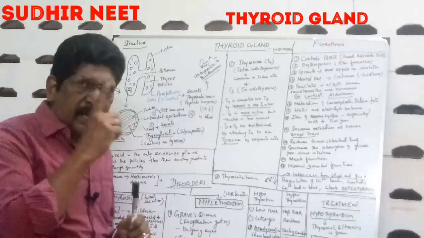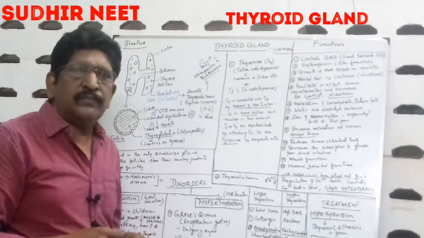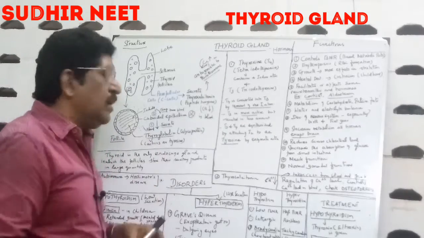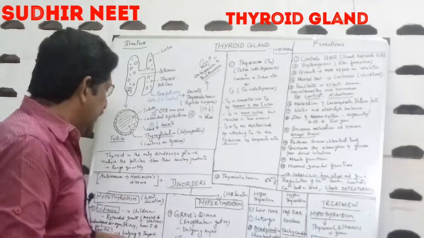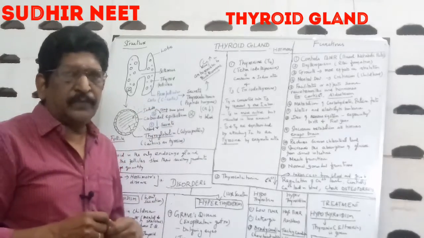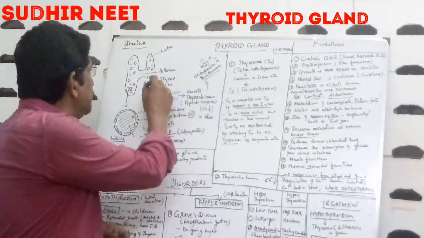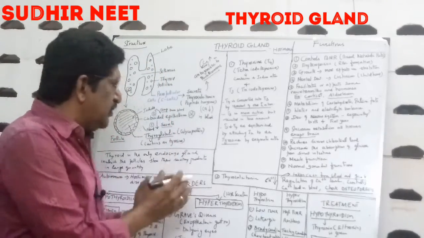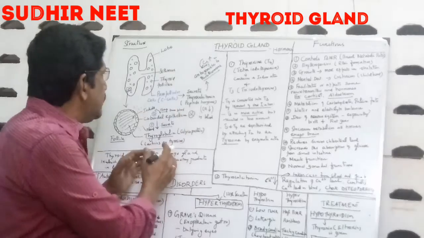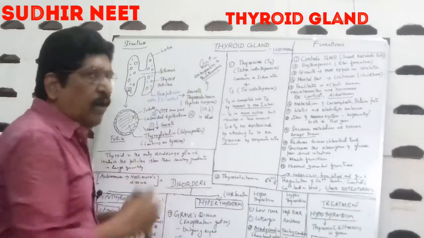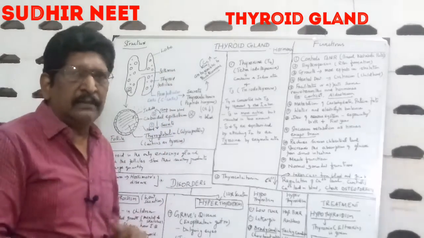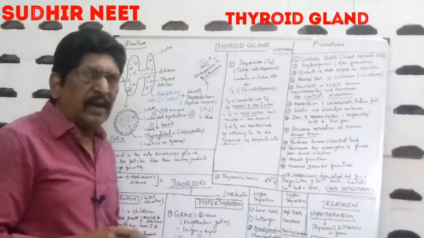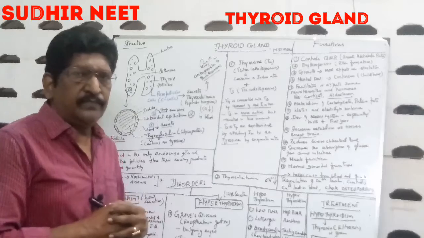So thyroid is the only endocrine gland, it's another MCQ. Thyroid is the only endocrine gland in which the follicles store their secretory products in large amount. These are the follicles. It is the only endocrine gland that stores the secretory products secreted by the thyroid follicles. Very important. It's the only gland that stores the secretory products of the follicles in large quantity. Right.